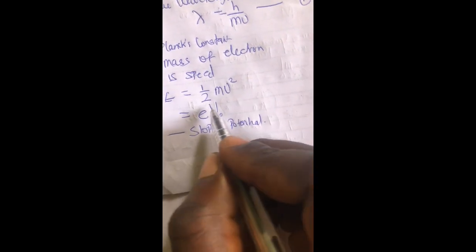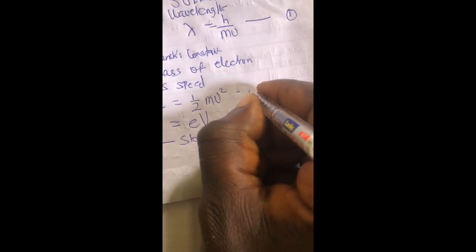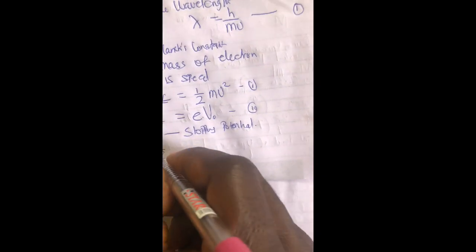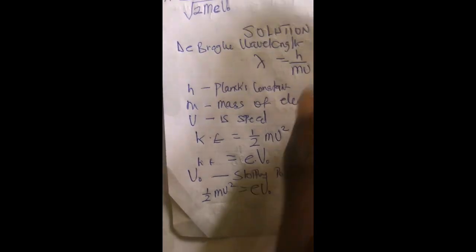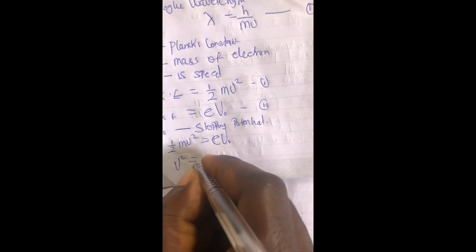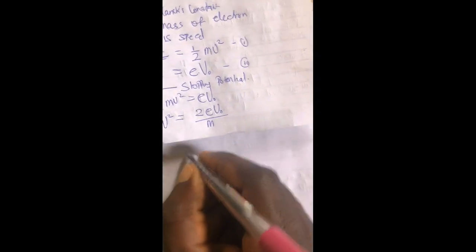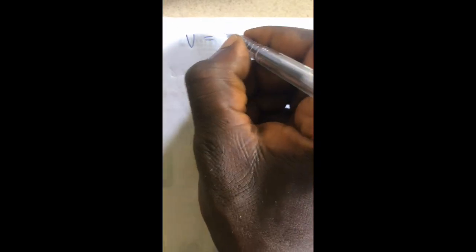We are going to be equating both this equation and this equation. So we can say here should be I, here should be II. Equating equations I and II, we know that half mv squared equals eV0. Making v the subject of the formula, v squared is going to be equal to 2eV0 over m. Now squaring both sides, v will be equal to the square root of 2eV0 over m, and this becomes our equation 2.